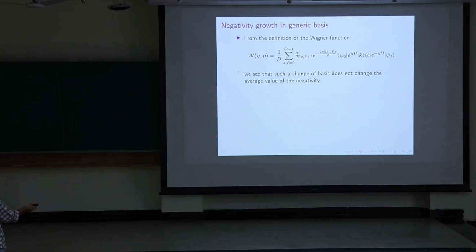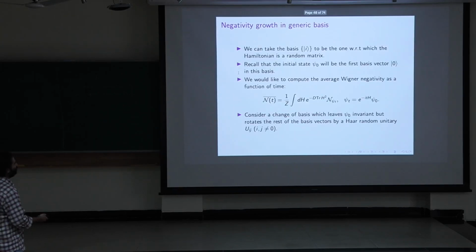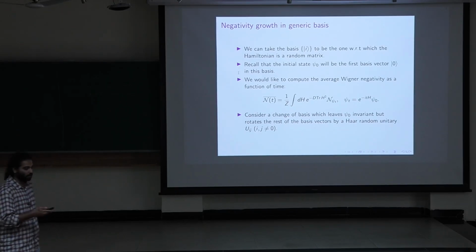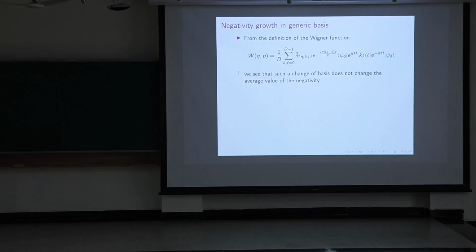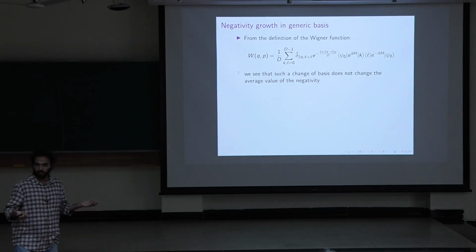But the point is that this unitary does not act on psi naught. So imagine that there's a u and a u dagger sitting here and here. But you can always put that same unitary on this side and that side for free because it doesn't act on psi naught, right? So effectively both of these time evolution operators have gotten conjugated by the same unitary. And since I'm averaging over GUE, which is unitarily invariant, this rotation does nothing, right? So such a change of basis will not affect the negativity, okay?